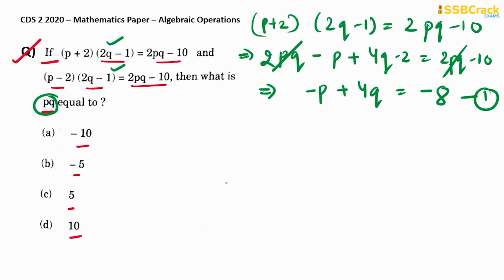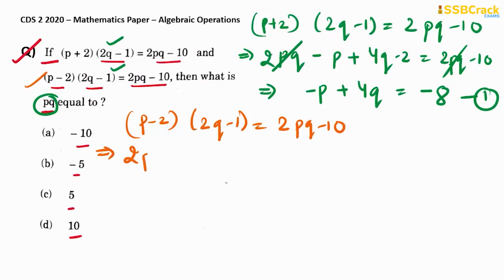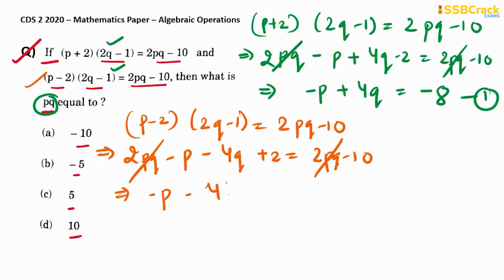Now similarly we can solve this second equation and it will become P minus 2 into 2Q minus 1 is equal to 2PQ minus 10. So we can again multiply and solve it out. So it will become 2PQ minus P minus 4Q plus 2 is equal to 2PQ minus 10. So this 2PQ cancels this 2PQ and it will become minus P minus 4Q is equal to minus 12. This is the second equation. Okay. Now we can solve the first and second equations in order to find the values of P and Q separately.